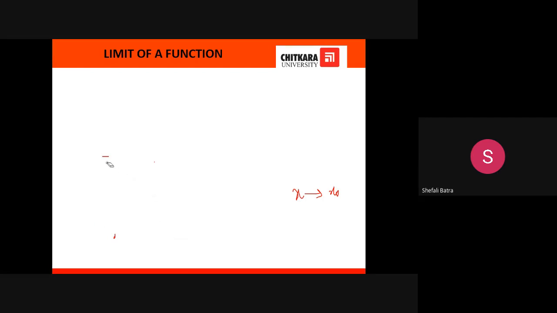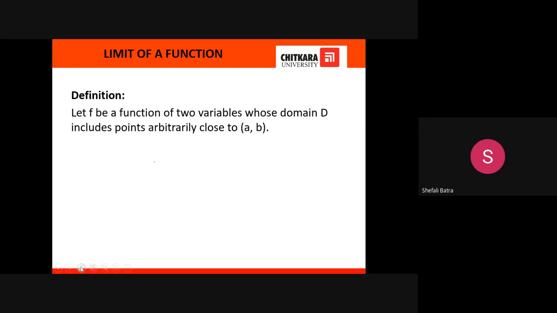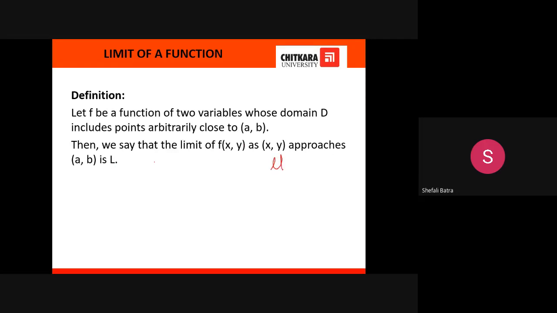Now I'm giving you the mathematical definition of limit. A function f of two variables whose domain includes points arbitrarily close to a comma b. As x comma y approaches a comma b, f of x comma y approaches L. So I'll write like this: limit as x comma y approaches a comma b of f of x comma y will approach L. Right? x approaches a, y approaches b, then the value of this function approaches the limit, that is L.